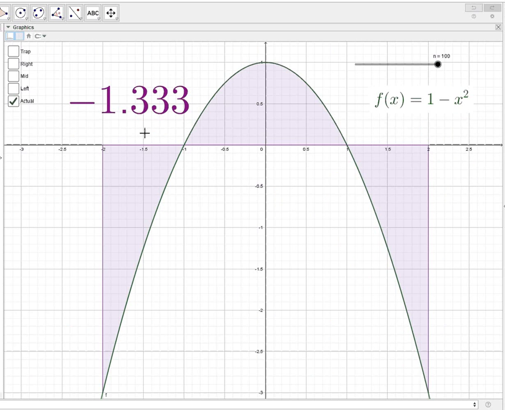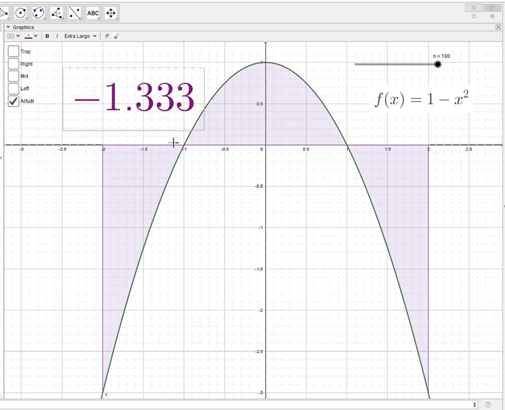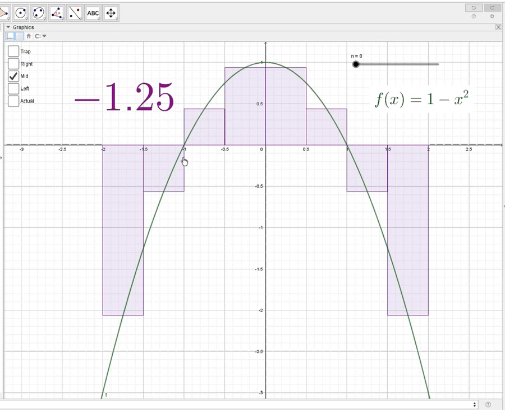So again, here's the actual value of the signed area between the x-axis and 1 minus x squared from negative 2 to 2. It's negative 1.33. And if we go to midpoint, we can see that it's only 0.8 off. Our other approximations were 1.7 off. So we can see midpoint is more accurate here. And that's because, again, we're doing a kind of happy medium between the left and the right point. We're using the midpoint.